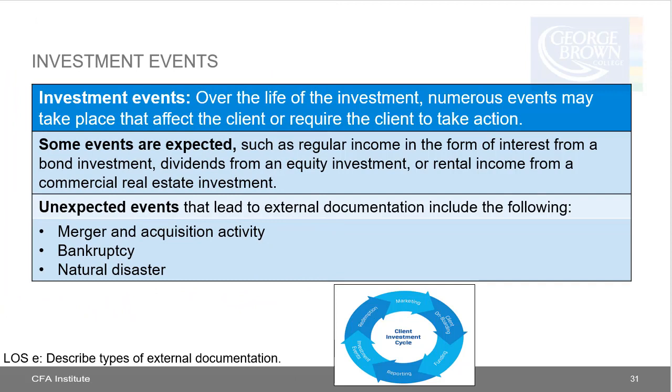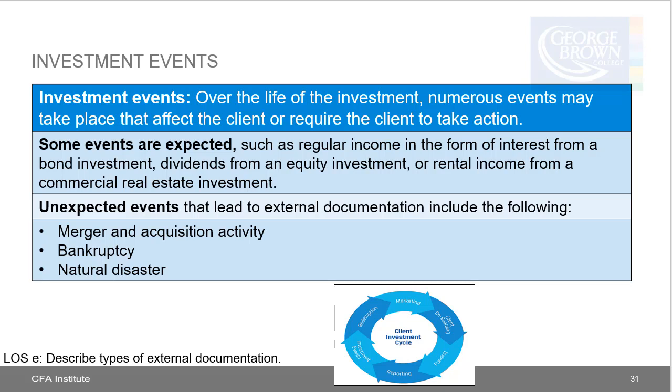Moving on now to investment events. Over the life of the investment, numerous events may take place that affect the client or require the client to take action. Some events are expected, such as regular income in the form of interest from a bond investment, dividends from an equity investment, or rental income from a commercial real estate investment.